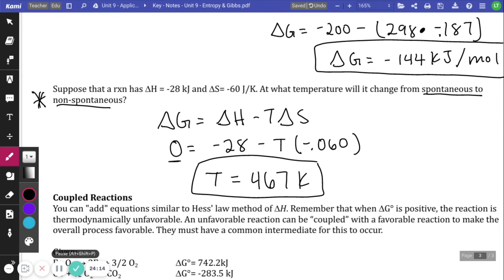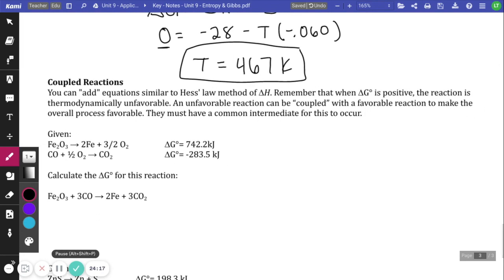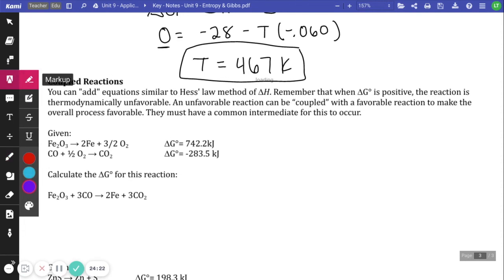All right, let's talk about our last thing, and that is coupled reactions. Coupled reactions are very similar to something we've talked about in the past. We can add equations similarly to the Hess's law method of determining our enthalpy. Remember that when delta G is positive, the reaction is thermodynamically unfavorable. However, we can take an unfavorable reaction and couple it or partner it with a favorable reaction to make the overall process favorable. However, they must have a common intermediate for this to occur.